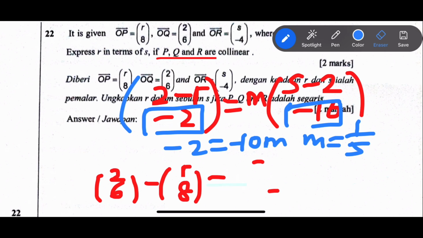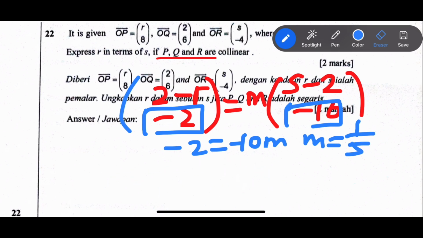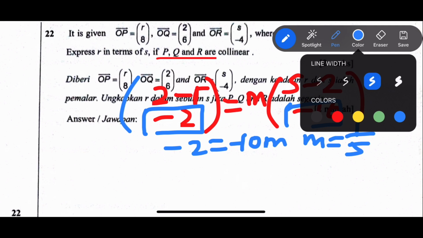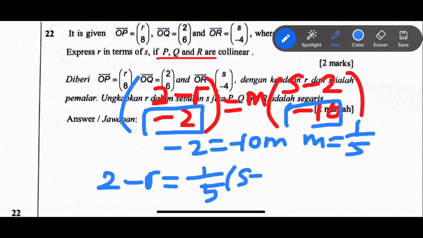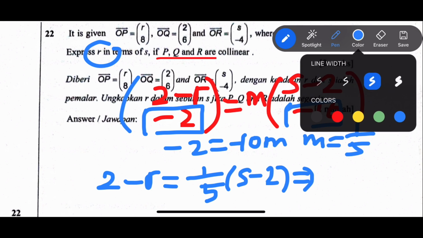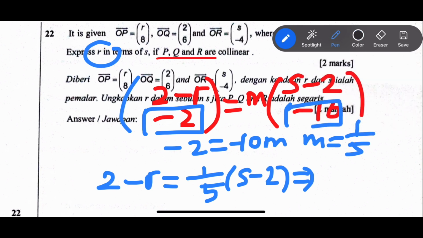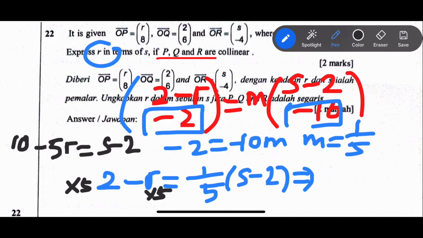Now some of you might use the ratio method. Just now was gradient, so this is the ratio method. In the ratio method, you have to find the vector PQ. So you take OQ minus OP, so it's 2 minus r, then 6 minus 8, which is equal to m times something. Just now we found PQ, now it's QR, so you take OR minus OQ, which is s minus 2, then negative 4 minus 6. There's no over because this is a matrix or column vector.